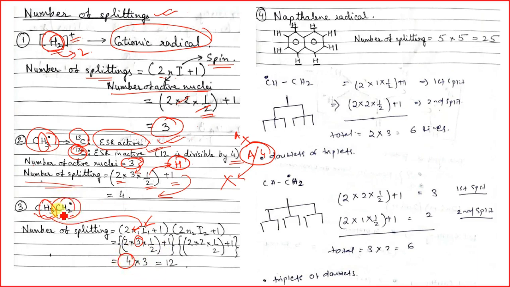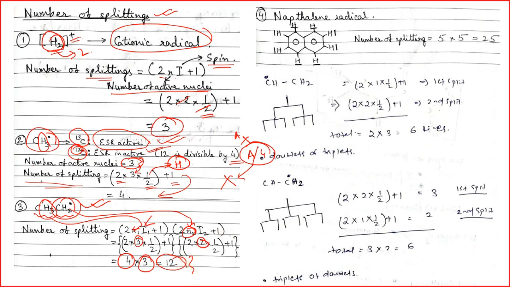Similarly, for CH2 radical, you would get 2N2I2 plus 1. Here N2 is 2 and I2 is half, so plus 1, we get 3. So in total, for this molecule, the ethane radical, we will get 12 splittings.